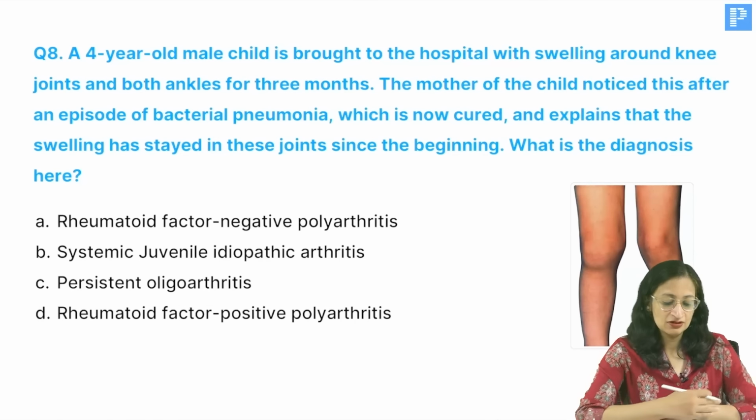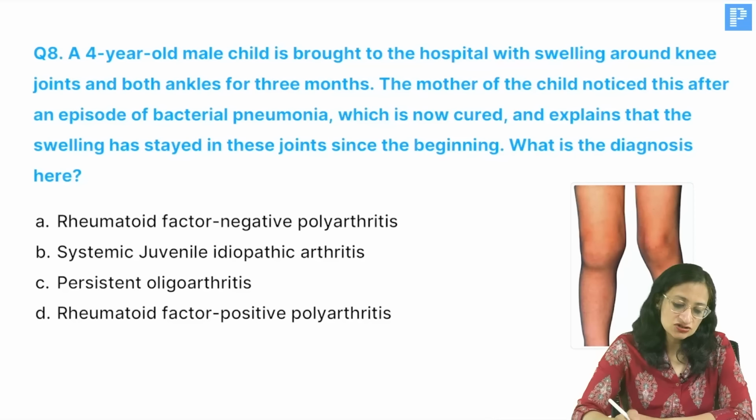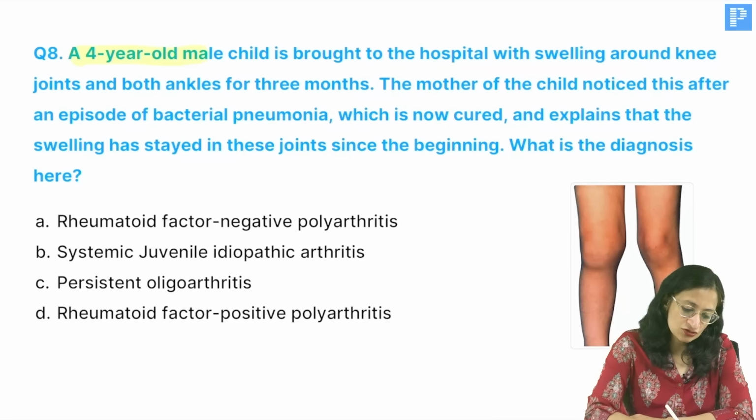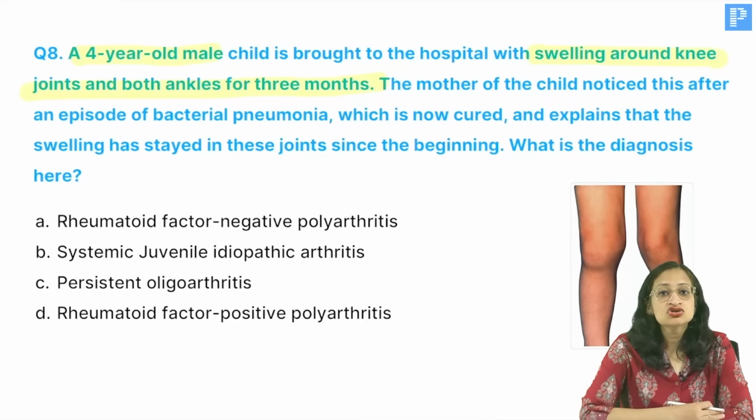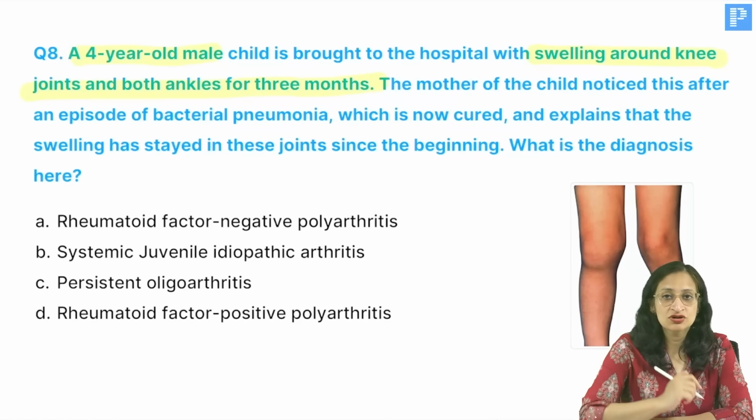Okay. Moving ahead to our next question, what we have here is a 4-year-old male who is brought to the hospital with swelling around the knee joints and both ankles for 3 months. So swelling around both knee joints and both ankles. So 3 to 4 joints. If one knee is involved, 3 joints are involved here; both knees are involved, so 4 joints are involved.